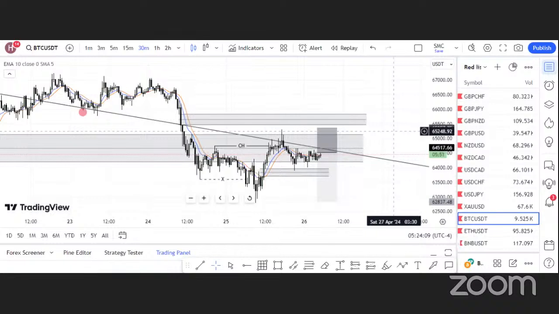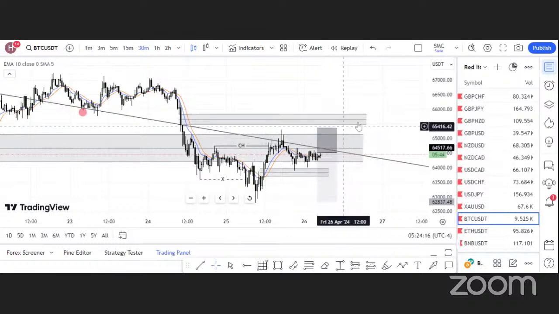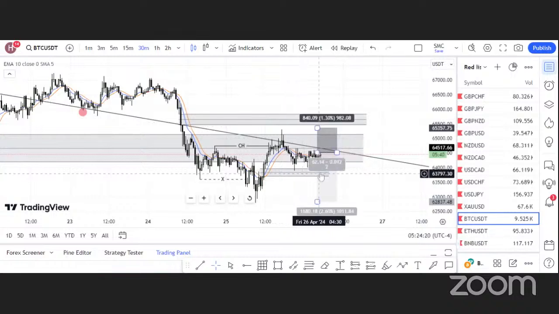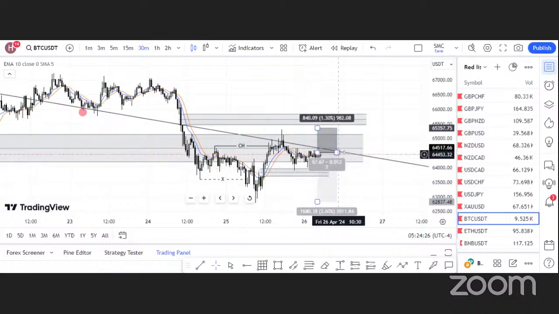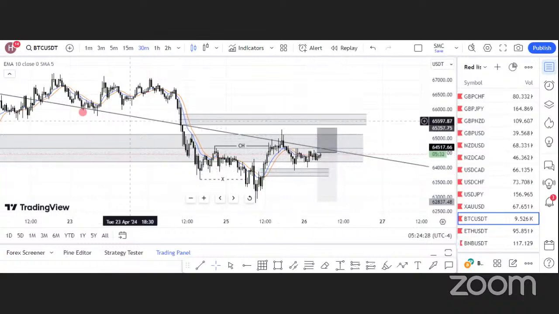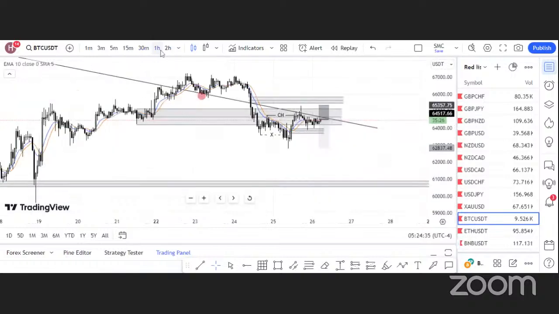So now we have two conflicting entry points. Okay, we have two conflicting points of interest. So we have the first one here, and then we have the second one here. All right, the first one didn't meet, the second one didn't either. So the only option we have left on BTC USDT is the trend line. Okay, we still have the trend line, and the trend line is aligning well with the market. All right. So let's see what happens with the trend line.